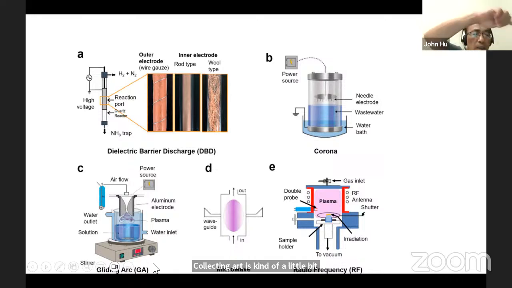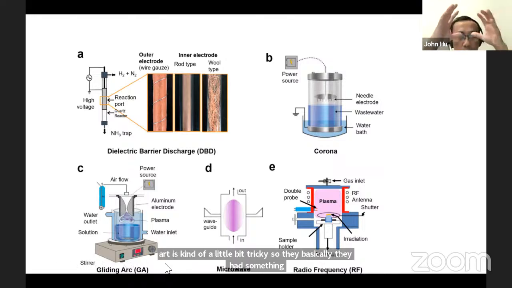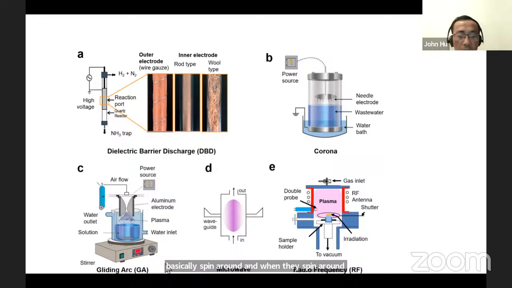They have something spin around, and when they spin around, there's a torch shape of the plasma. It's more uniform than either corona discharge or DBD. With DBD, you have sparks everywhere, and it's not uniform. It doesn't depend on the location in the space. Same with the corona, because it doesn't depend on how you design this needle electrode.